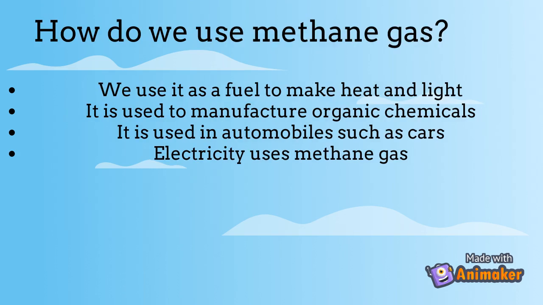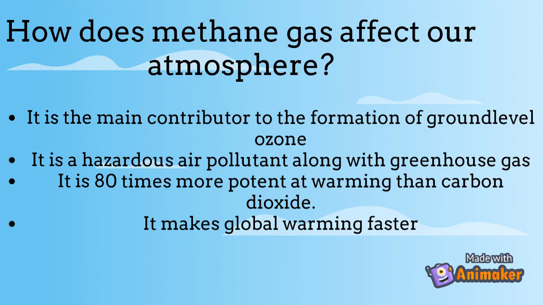Now I'm going to tell you how do we use methane gas. We use it as a fuel to make heat and light. It is used to manufacture organic chemicals. It is used in automobiles such as cars. Electricity uses methane gas. Now let's see how methane gas affects our atmosphere.